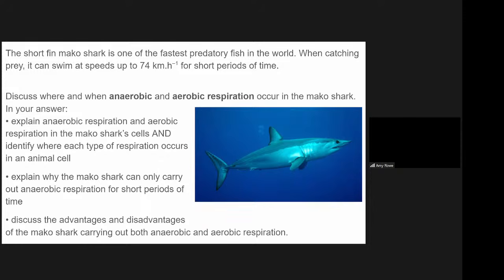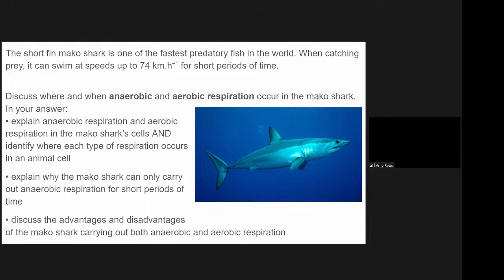So aerobic respiration produces lots and lots of ATP. All of that ATP is going to be able to feed the mako shark's muscle cells, so they're going to be able to swim really fast. However, it is a slower process than anaerobic respiration. It requires oxygen, and the oxygen needs to be transported to the cells for aerobic respiration to occur.